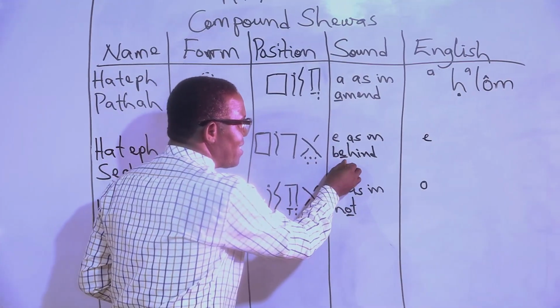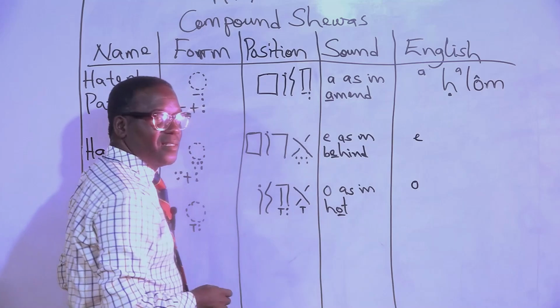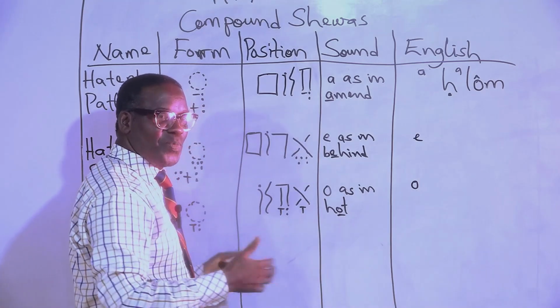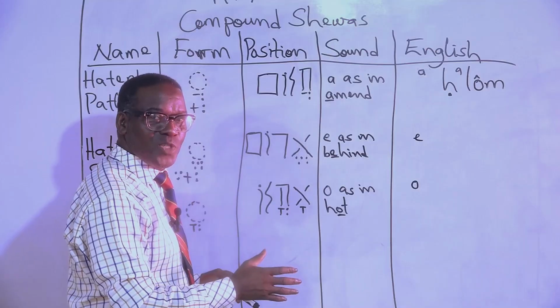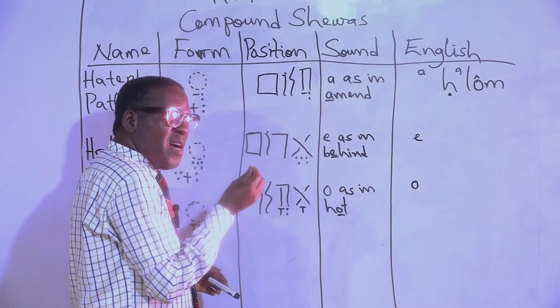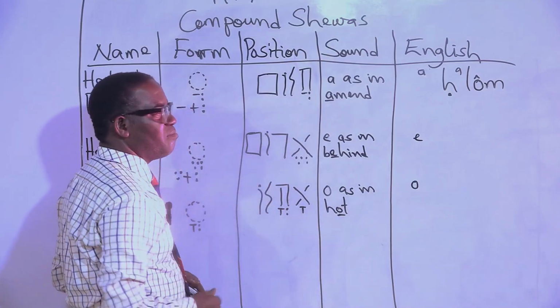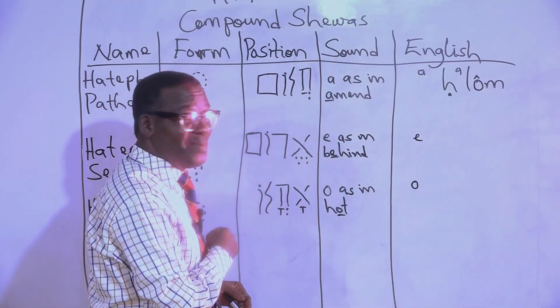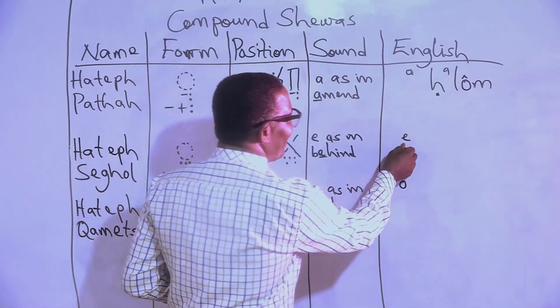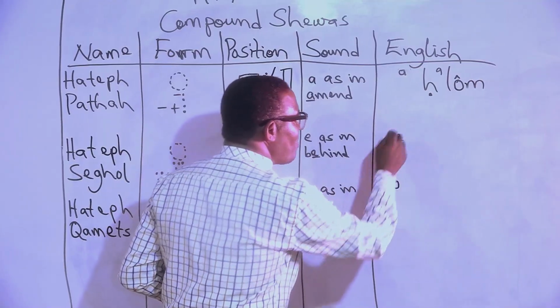Just as we pronounce the e in behind. Somehow we pronounce it as behind, but it's the real English pronunciation, behind. So it is to be pronounced brief, Edom. This is the word Edom, which we call Edom in the Bible. And in English representation, it is to be written as a small e.